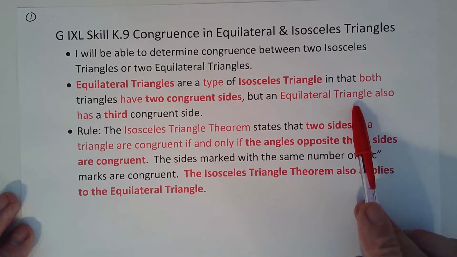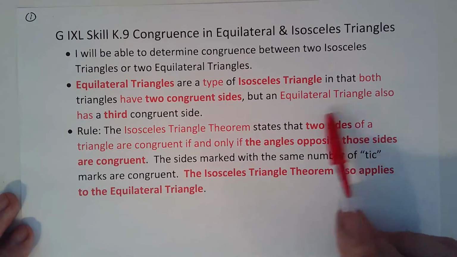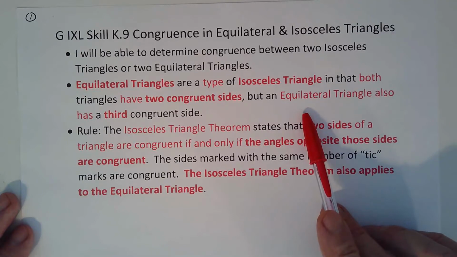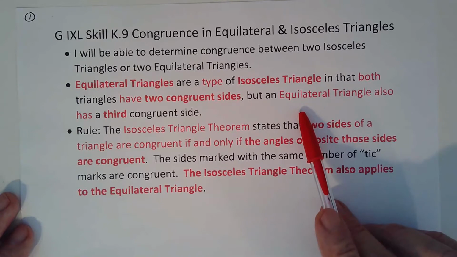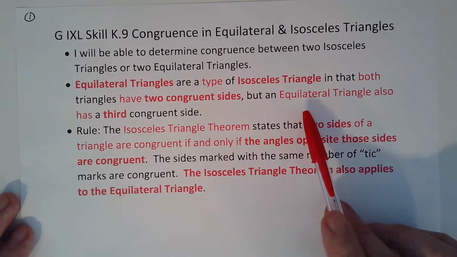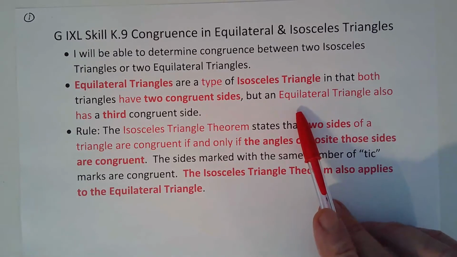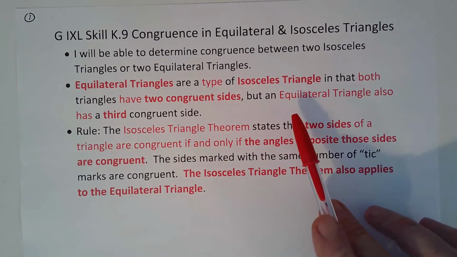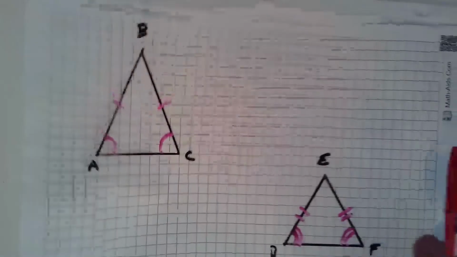So a lot of people will say to me, well, shoot, Mr. Warren, equilateral triangles have three congruent sides, not two, so they can't be a type of isosceles triangle. But turn it around and think about it this way. And here I'm going to show you an example.